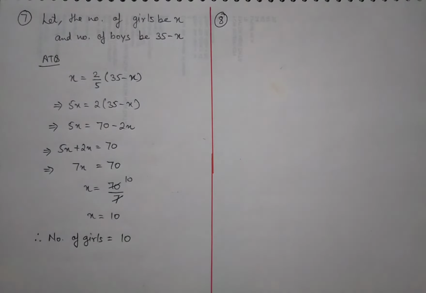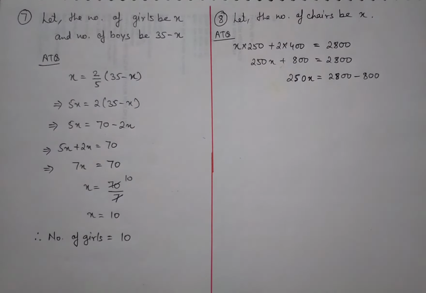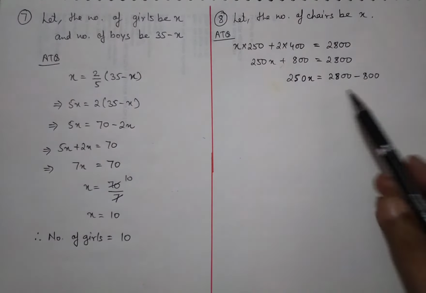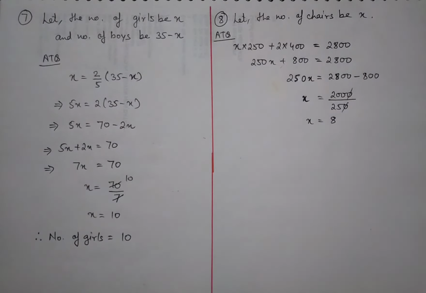Now here in question number 8, the chair costs rupees 250 and the table costs 400. If the housewife purchased a certain number of chairs and 2 tables for rupees 2800, find the number of chairs she purchased. So very first of all we can let the number of chairs be x, and according to the question we get x into 250 plus 2 into 400 equals to 2800. Now we are going to solve for x, and we get this. Now we'll solve over here and transpose 250 on the other side, and on doing so we get the value of x as 8. This means the number of chairs are 8.